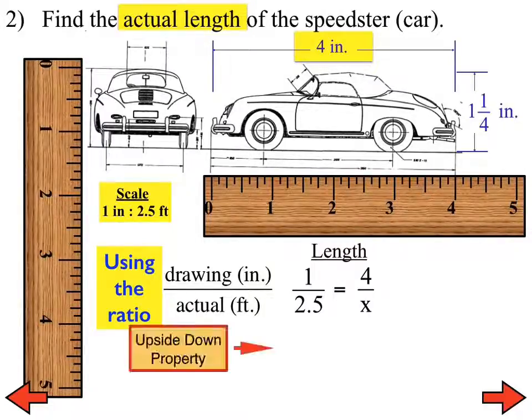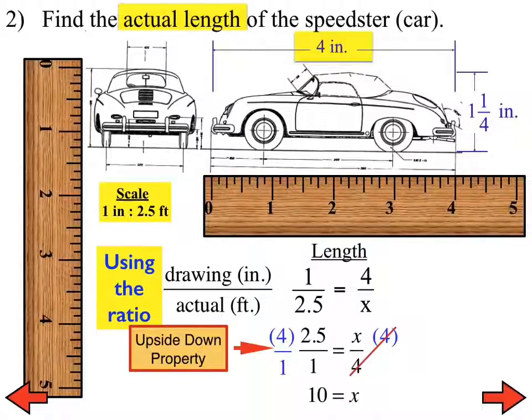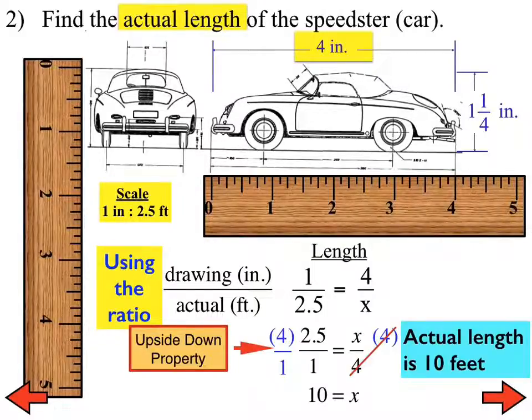So solve for x. X equals 10, and I asked you to label it. Make sure it doesn't say inches because we are solving for actual. So that car is going to be bigger than inches. Real cars are not tiny, tiny, tiny, right? That's 10 feet. The actual length is 10 feet.